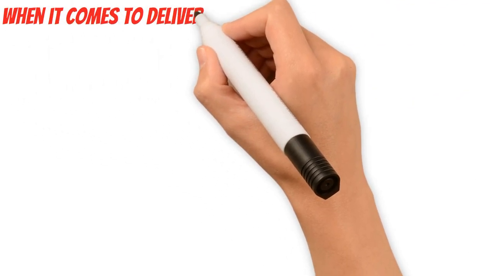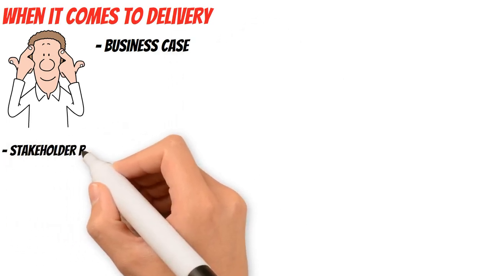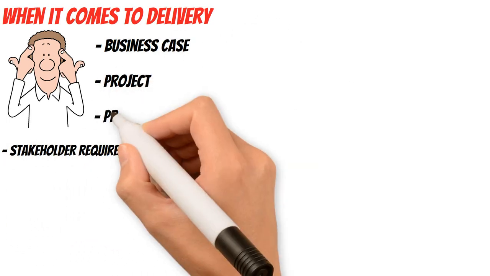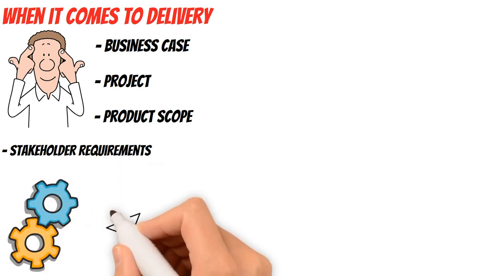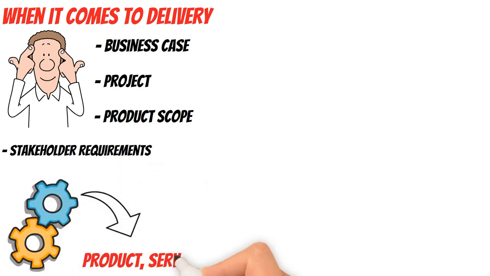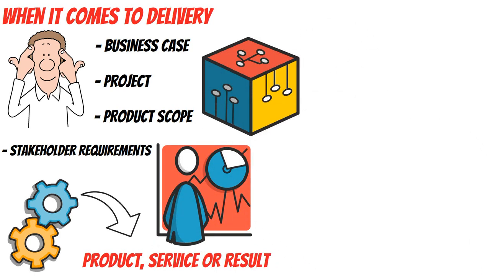When it comes to delivery, planning begins with understanding the business case, stakeholder requirements, and the project and product scope. The product scope is the features and functions that characterize a product, service, or result. A project scope is the work performed to deliver a product, service, or result with the specified features and functions.